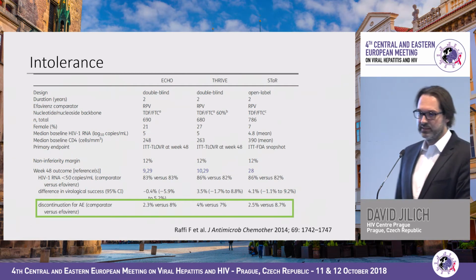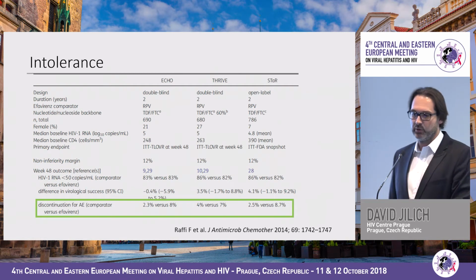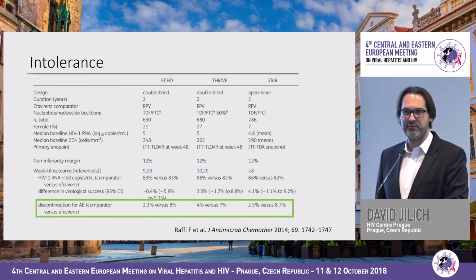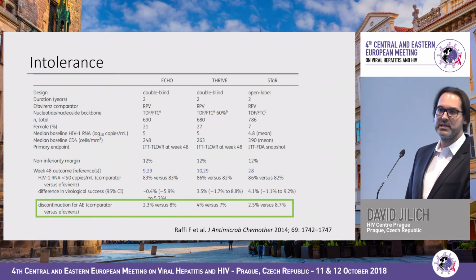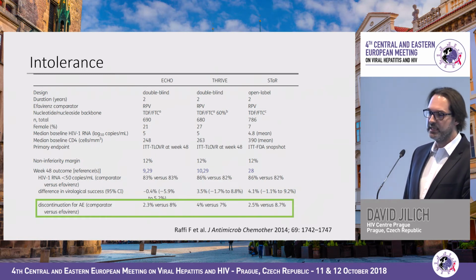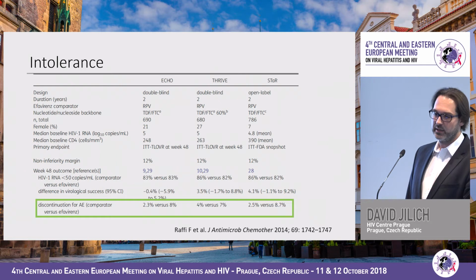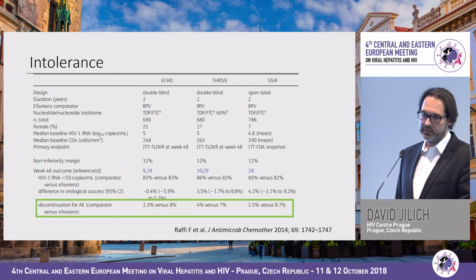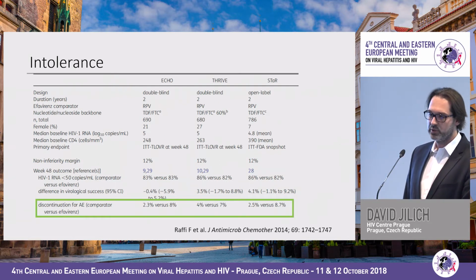What about intolerance? As an example of intolerance, I want to use a representative of the first generation of non-nukes, which is efavirenz. Efavirenz was for many years used as a gold standard in many clinical trials as a comparator. In this meta-analysis made by François Raffi, we see the proportion of side effects between efavirenz and the newer representative of non-nukes, which is rilpivirine.